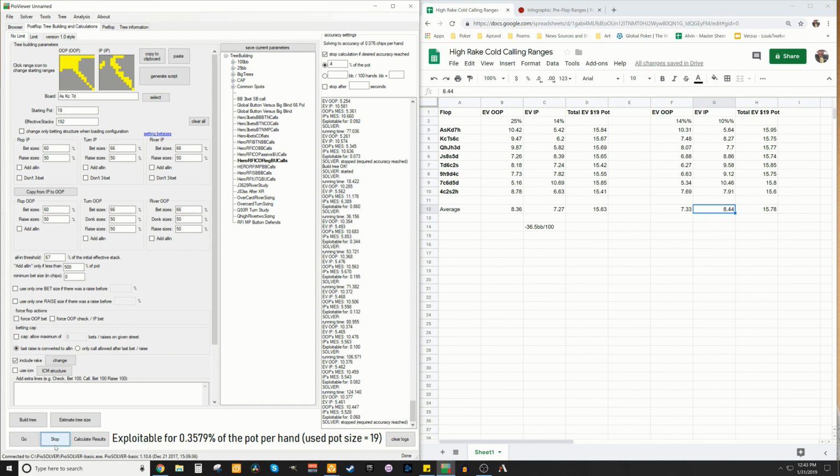I hit stop on Piosolver. That doesn't do anything for the video.